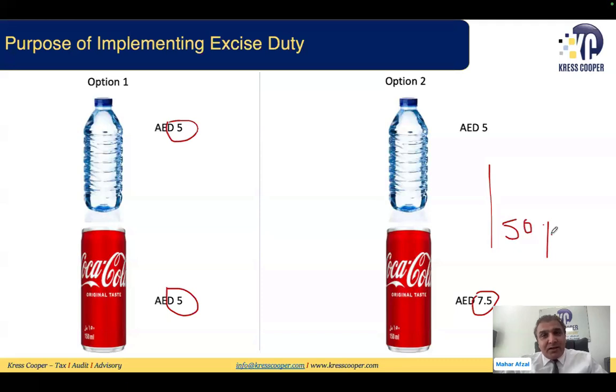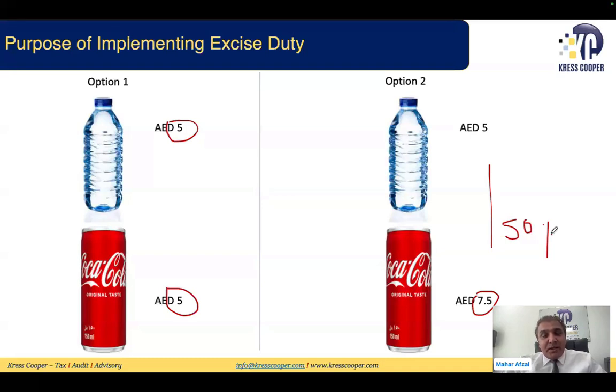So the chances are there because the price of the Coca-Cola is higher as compared to the price of the bottle. That means it will have an impact on the purchasing power of the people. Many people will not be able to afford the Coca-Cola, and some people will compare the prices. At the end, the demand for the Coca-Cola will come down, and there are maximum chances the people will incline towards the bottle of water.